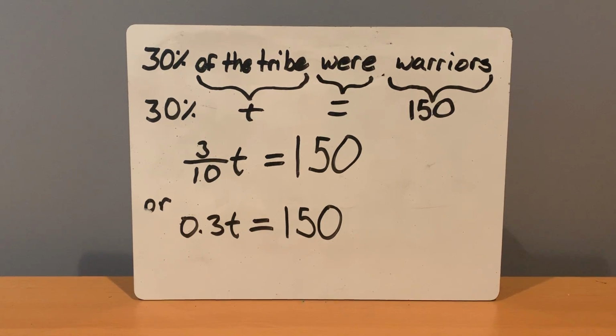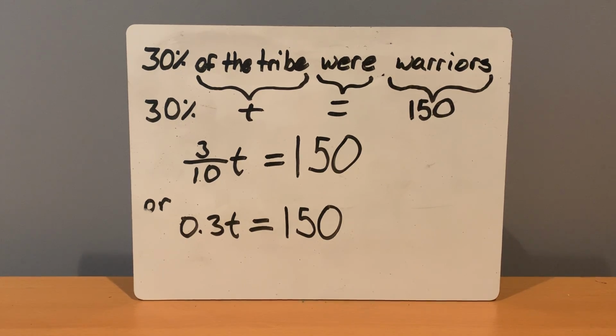Now, we've solved problems about fractional parts of a whole. Now we're going to consider problems with a percent of a whole, such as this problem. 30% of the members of the tribe were warriors. There were 150 warriors in all. What was the population of the tribe?